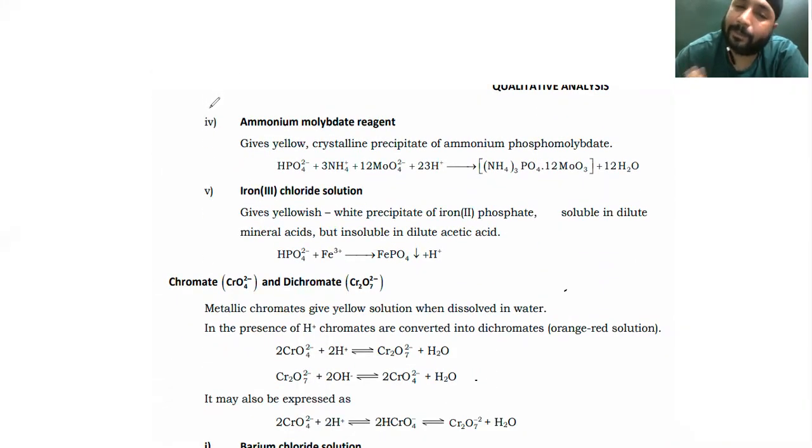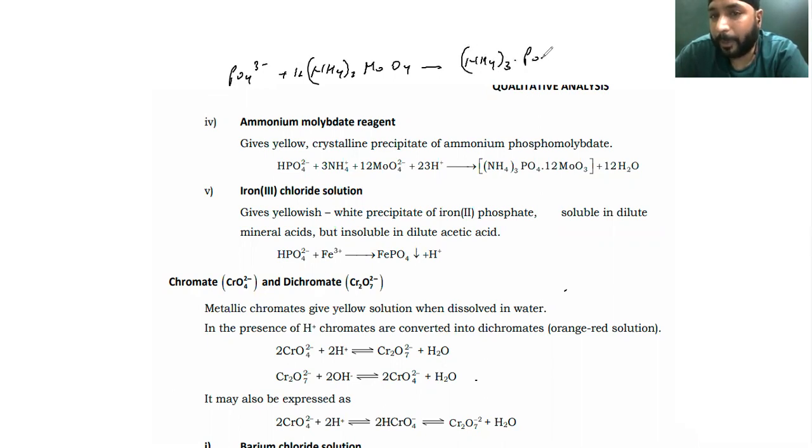Now, ammonium molybdate with phosphate. This is a very important test for phosphate. You react phosphate with ammonium molybdate, MoO4, and 12 molecules of this will react with it. I'll get ammonium phosphomolybdate. So write down ammonium phosphate·12 MoO3, molybdenum oxide MoO3. And the color of this precipitate is canary yellow.